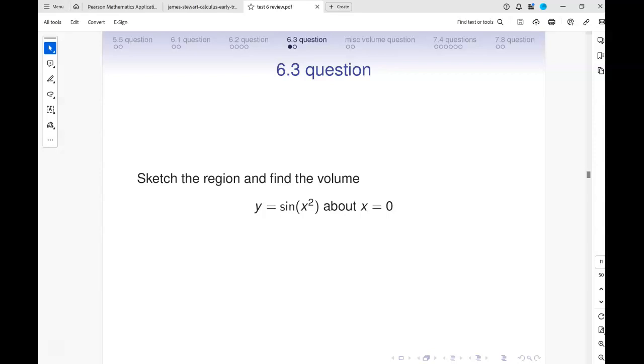Why did I pick square root pi? What do you get when you plug that in? If you plug square root pi into the function, you get 0. Sine of square root pi squared is sine of pi, which is 0. So 0 to square root pi are just the first 2 x-intercepts. I'll update that when you look at this again later.